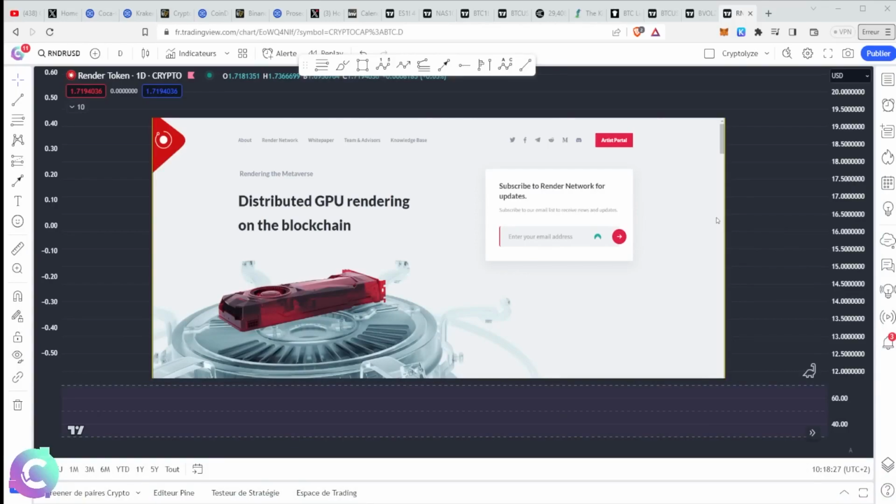So what is Render? Render is a protocol that is built on Polygon, and the purpose of this protocol is to connect those who have graphics cards, therefore GPUs, and those who need them. Concretely, the simple use case is: I'm a graphic designer or a 3D modeler, so I create objects in 3D. Creation takes time, yes, but what takes a lot of time is being able to render. Rendering means assembling the polygons and actually creating the clip or the object itself.